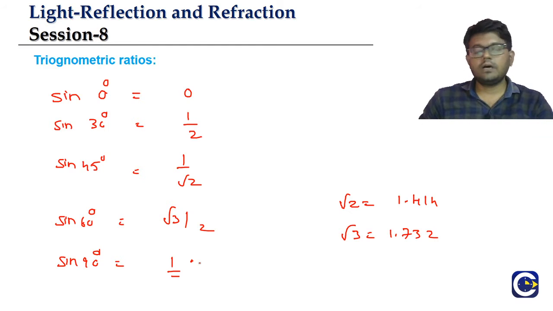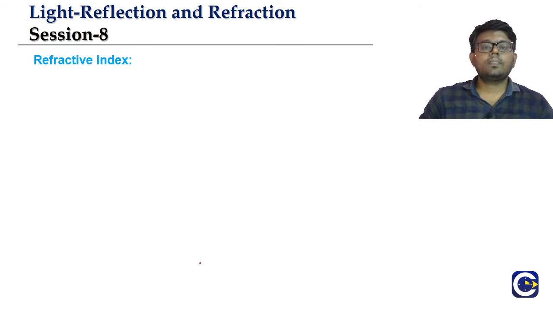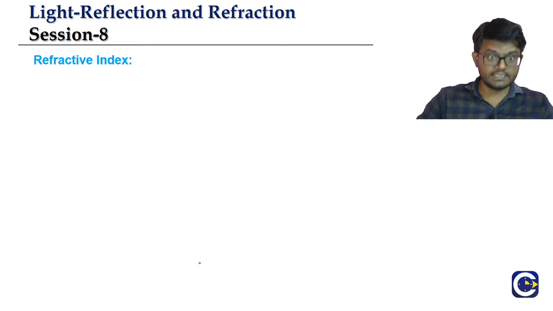Okay. Now we will get into the idea of the refractive index. So we said speed of light in a particular medium will be related to the speed of light in vacuum by a property called refractive index. So what is this refractive index?